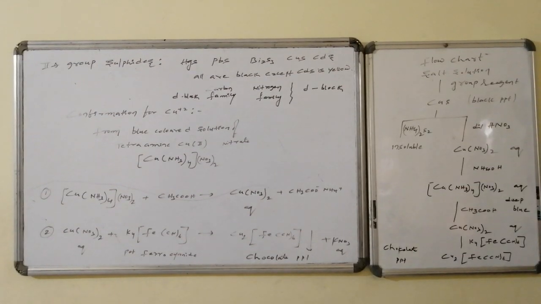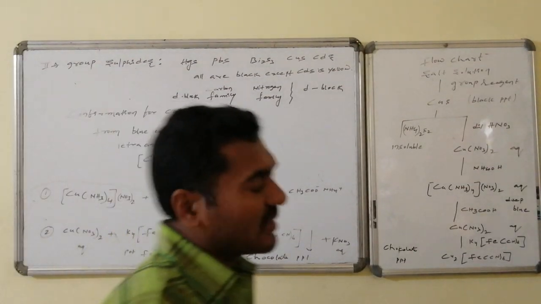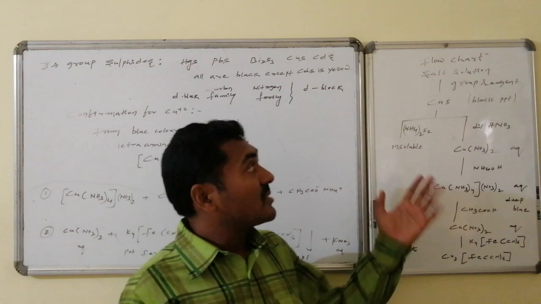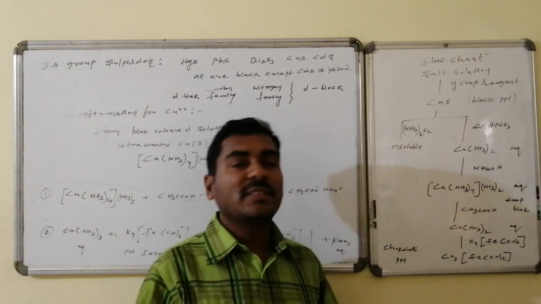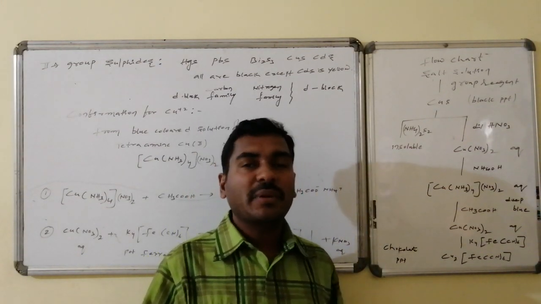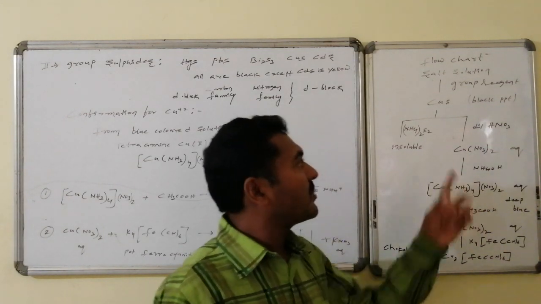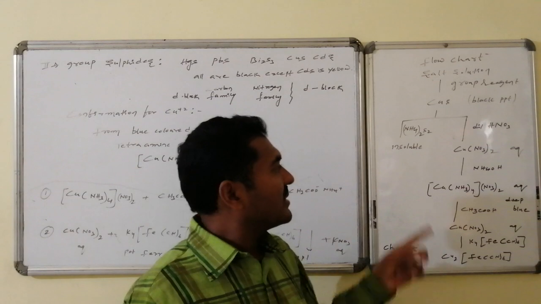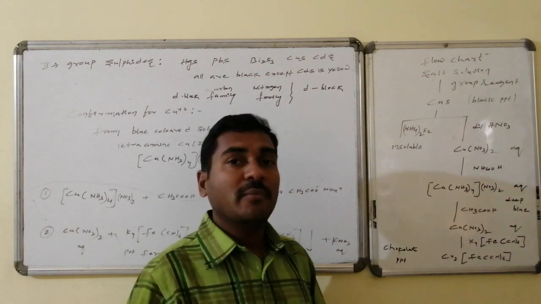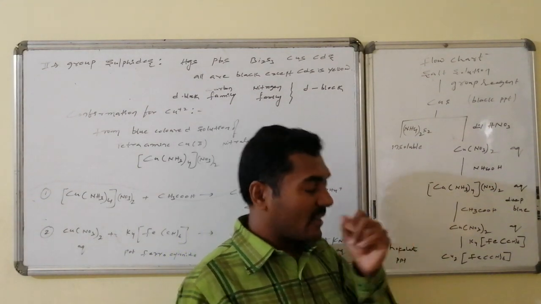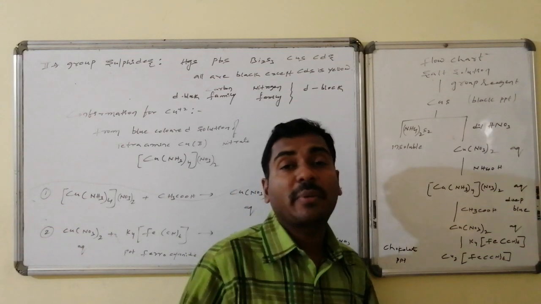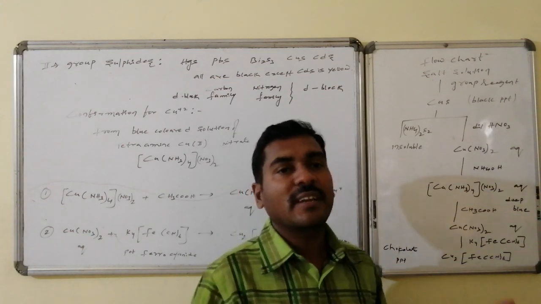This is the flowchart related to the copper 2+ identification and confirmation. The salt solution is allowed to react with the group reagent. As a result, if any copper is there, it is precipitated as copper sulfide, which is a black colored precipitate. This precipitate is insoluble in yellow ammonium sulfide, but soluble in nitric acid. On reaction with dilute nitric acid, it forms copper nitrate, a colorless aqueous solution.